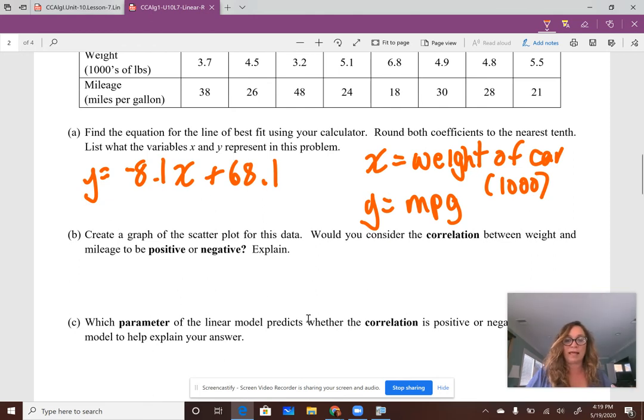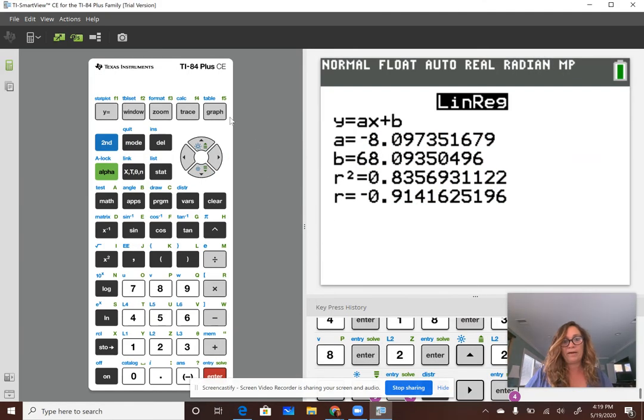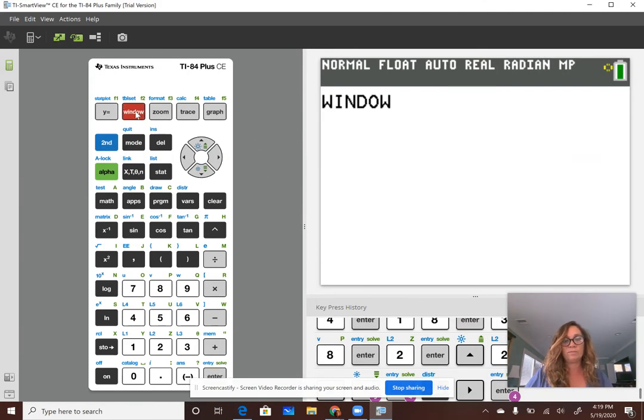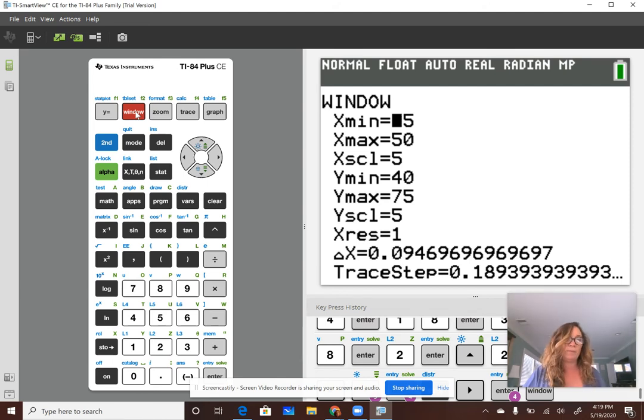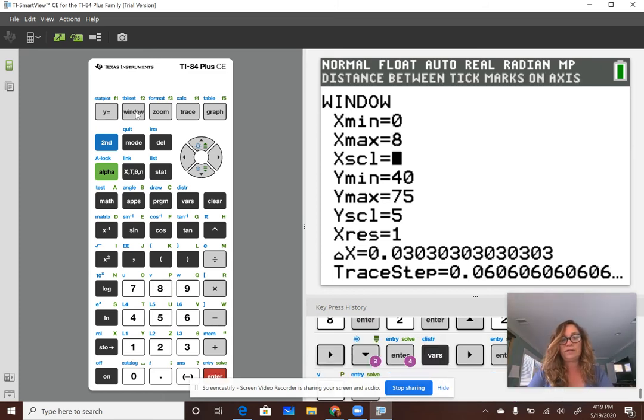of the scatter plot. So I'm going to use the calculator for that. All right, so I'm going to make my window here. So my lowest X value is 3.2, so I'm going to go with 0 because it's really close to 3 anyway. And my highest is 6.8, so I'm going to go up to 8. And I would totally do that by 1s or even 0.5.